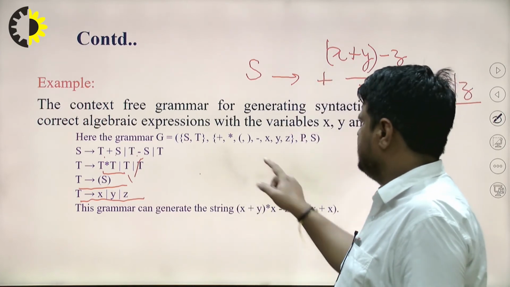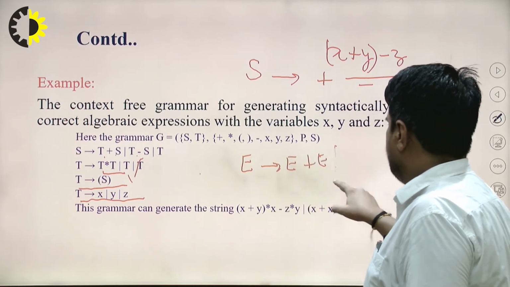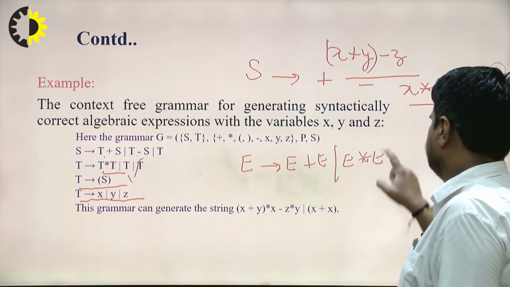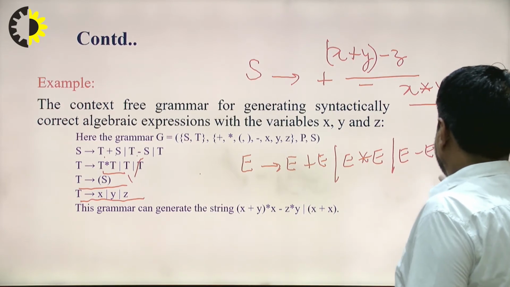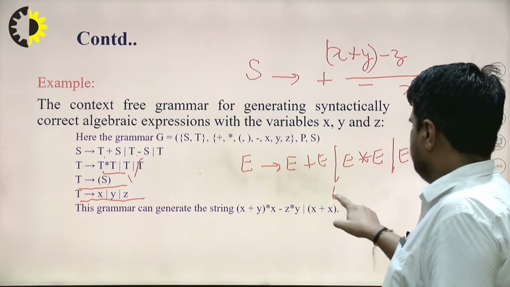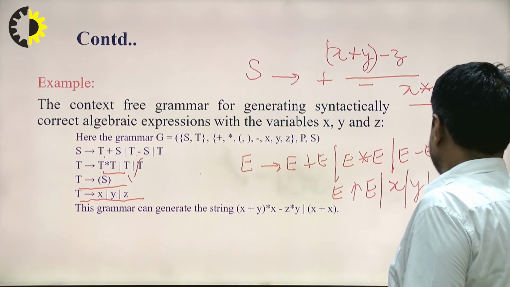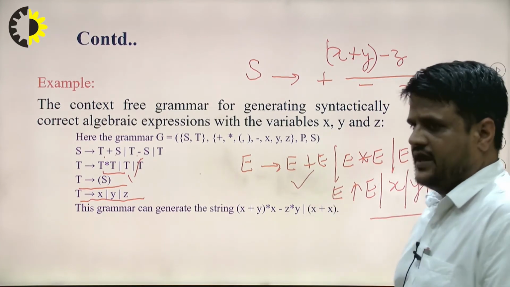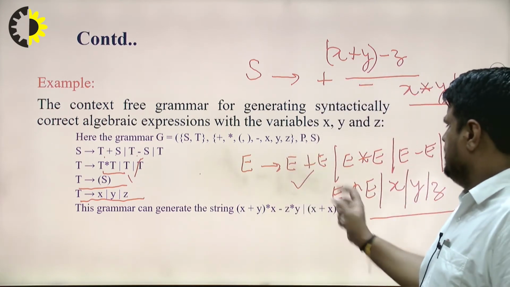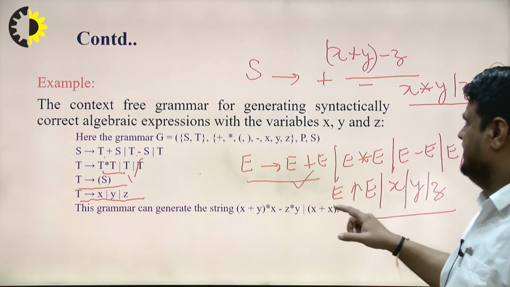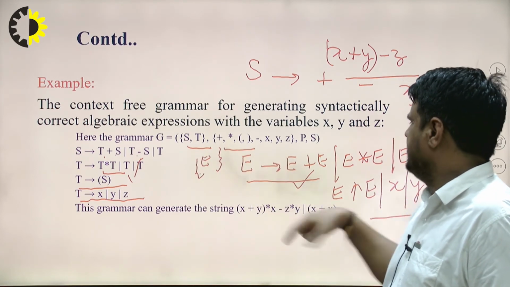Another way to write this is E tends to E plus E or E multiply E, right? All the operators will be written: E minus E, E divide E, right? After that you have written E power E. After that you have written x, y and z. So this is also a correct grammar to write the particular algebraic expression. So if you describe this particular grammar, then the set of variables will be E. The symbols used here will be what?